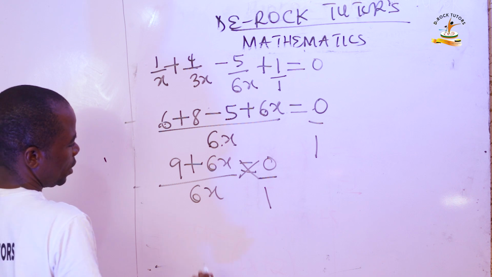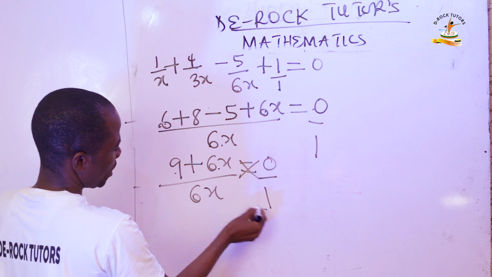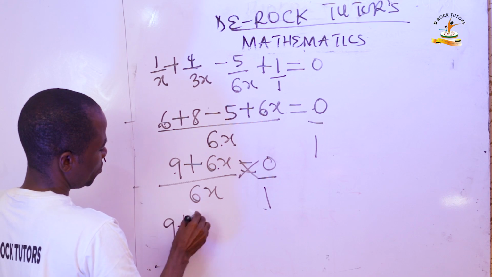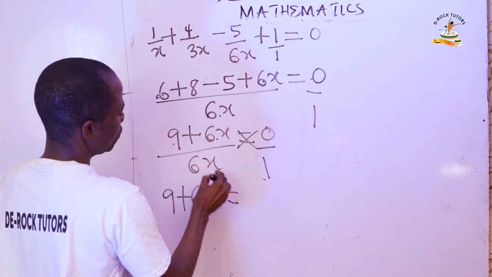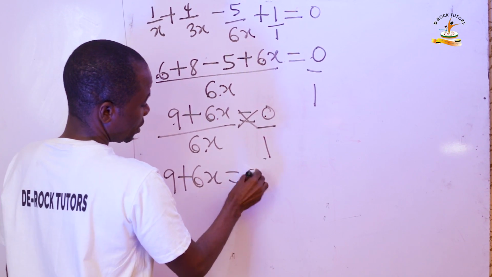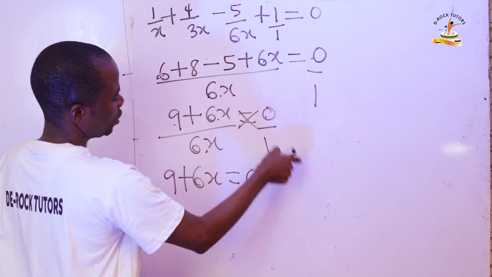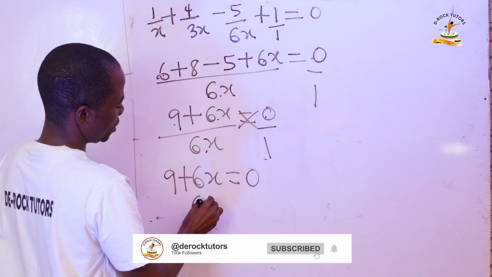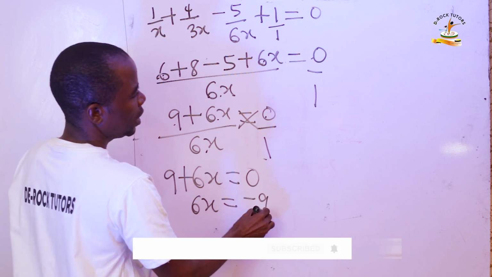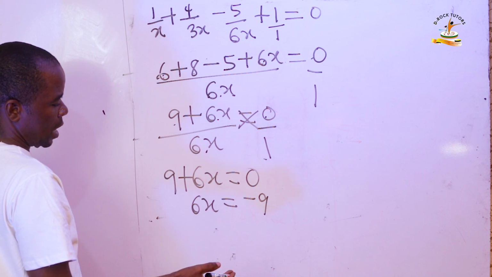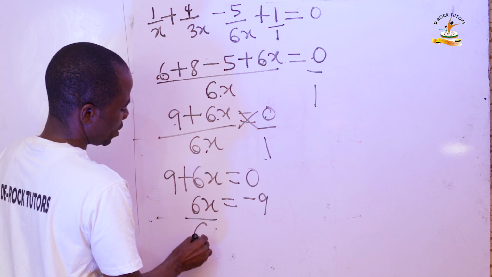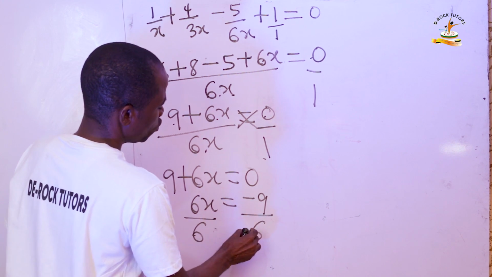If you cross multiply here, we now have 9 plus 6x multiplied by 1, giving us 9 plus 6x is equal to 6x multiplied by 0. Anything multiplied by 0 gives 0. Now we can take 9 to the other side. That becomes 6x is equal to minus 9. And then we can go ahead and divide both sides by 6 to isolate x.